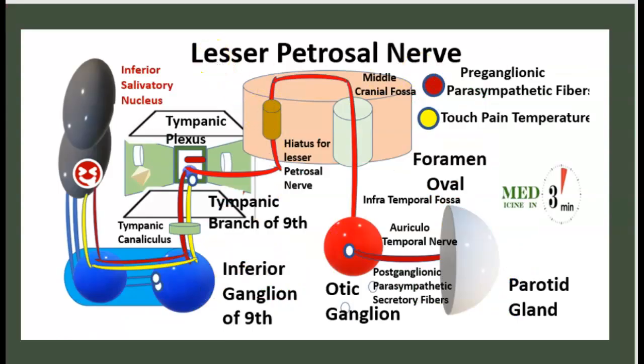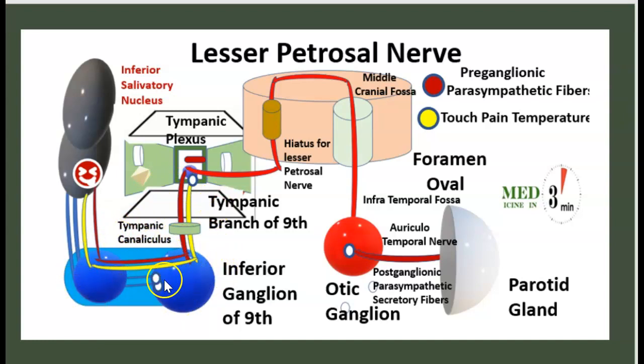Lesser petrosal nerve, from the inferior salivatory nucleus of the glossopharyngeal nerve, from this one. Fibers come through the jugular foramen. They are going to the jugular foramen. This is the floor of the middle ear, and in the floor of the middle ear there is the jugular foramen.